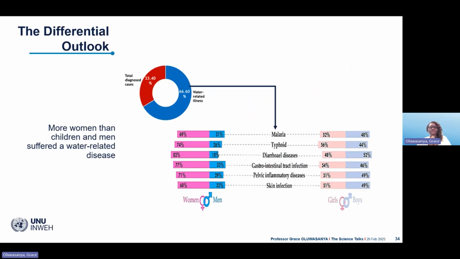Another clear example of differential outlook is in terms of the water-related diseases. Of the diagnosed cases that we collected over the 15 months, 67% were actually water-related illnesses. In other words, of the illnesses being reported and recorded within the primary healthcare center, well over half have to do with water-related illnesses. And we can see how disaggregated they are here, where we have more women than children and men suffering a water-related disease.